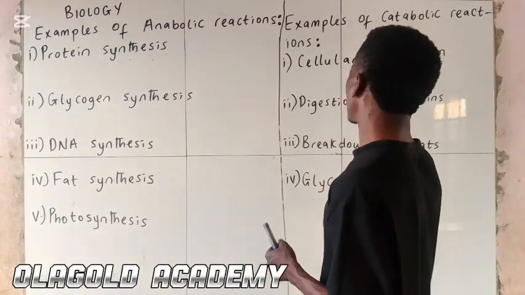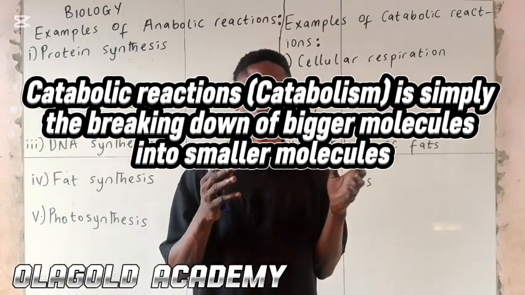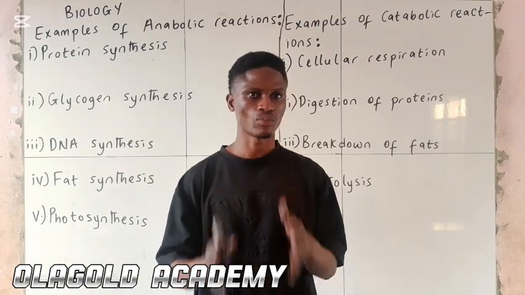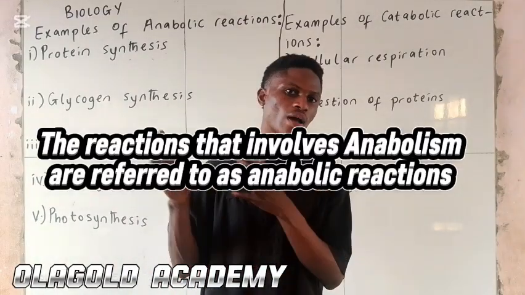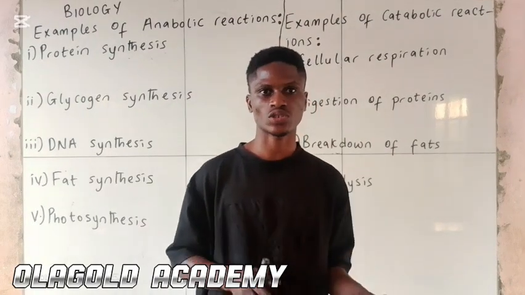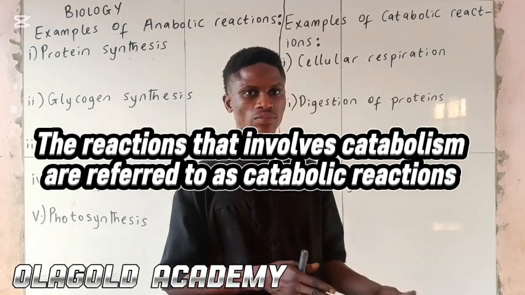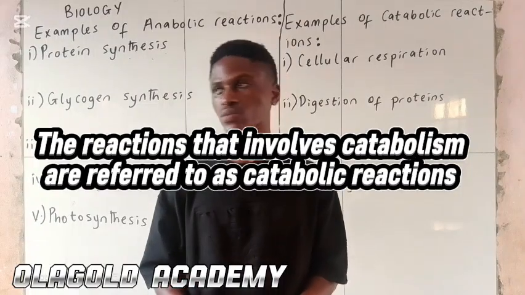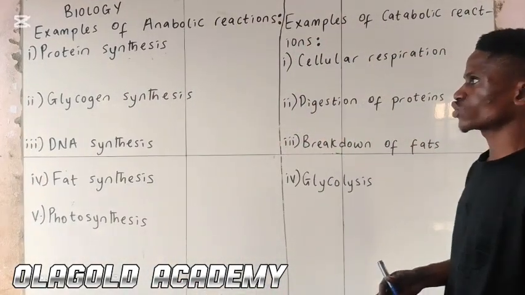Catabolism is a process whereby bigger molecules break down into smaller molecules. And those reactions that involve anabolism are referred to as anabolic reactions, and those reactions that have to do with catabolism are referred to as catabolic reactions. Alright, now let's look at the examples of anabolic reactions.